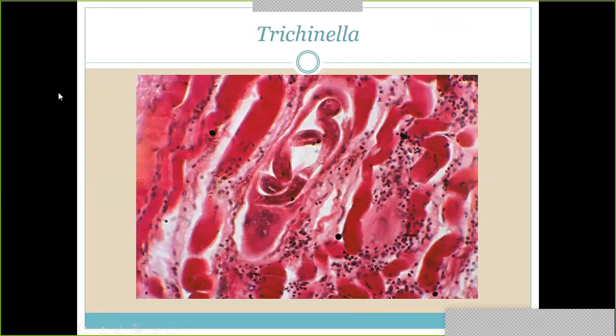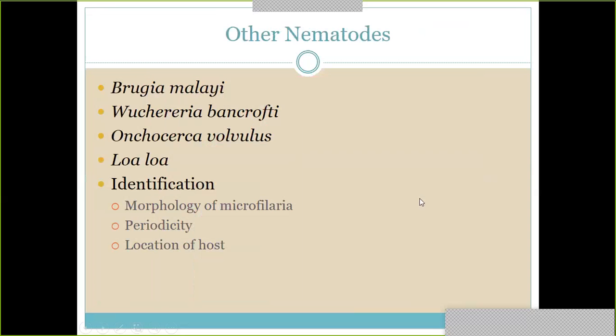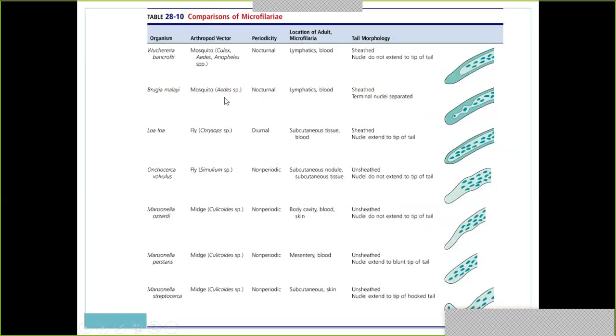There's kind of what a muscle biopsy would look like, and then they look for the worm in there. All right, and finally, some other worms. We have a grouping here: Brugia malayi, Wuchereria bancrofti, Onchocerca volvulus, and Loa loa. These are going to be identified by what we call microfilariae. So here is the chart.